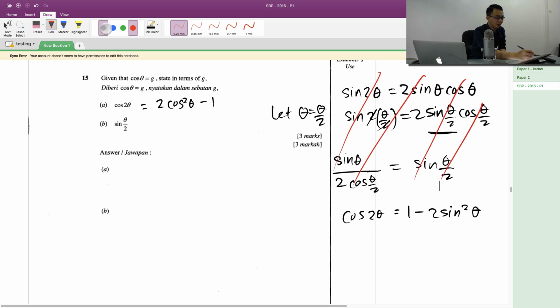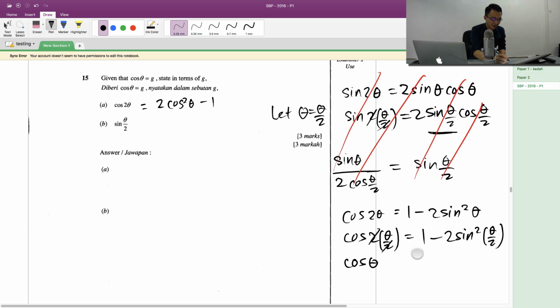So what I will try to do over here is change this into theta over 2. This is 1 minus 2 sine square, and I change this into theta over 2. Simplifying this, you will get cos theta equals 1 minus 2, and the square over here means sine theta over 2 squared.